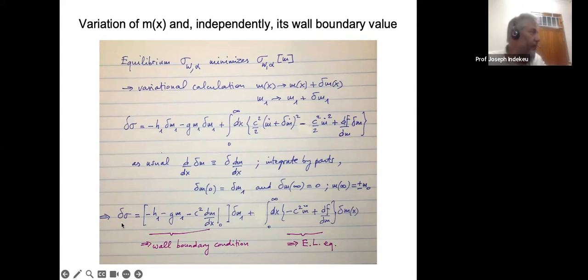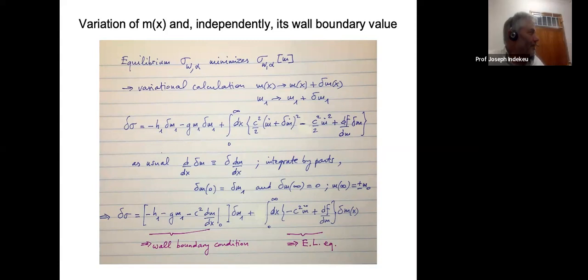Now, if this quantity must be 0 for arbitrary variations of the profile and for arbitrary variations of the wall value, there is only one possibility, and that is that this coefficient vanishes, okay? And that this integrand, the function that multiplies the delta m, also vanishes. Because otherwise, it will not be true that for any chosen arbitrary function delta m, that integral be 0.